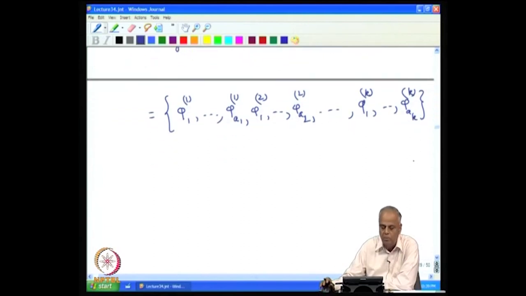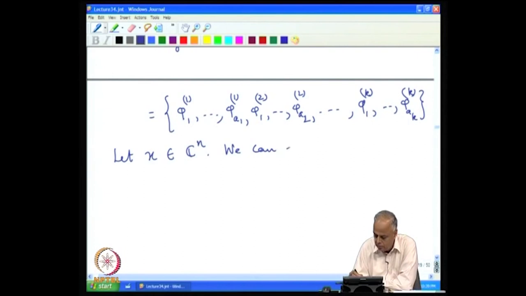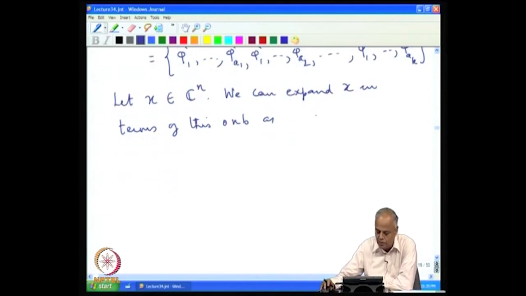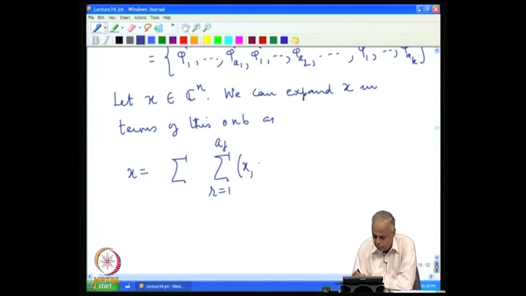So, now we have an orthonormal basis. Now, any vector can be expanded in terms of the orthonormal basis. So, let x be in C^n, we can expand x in terms of this orthonormal basis as, now you see first we will write all the terms corresponding to the first a_1 basis vectors, then the a_2 basis vectors. So, in our notation we can say, x is equal to first expand with respect to the jth basis vectors and do this for every one of the j's.